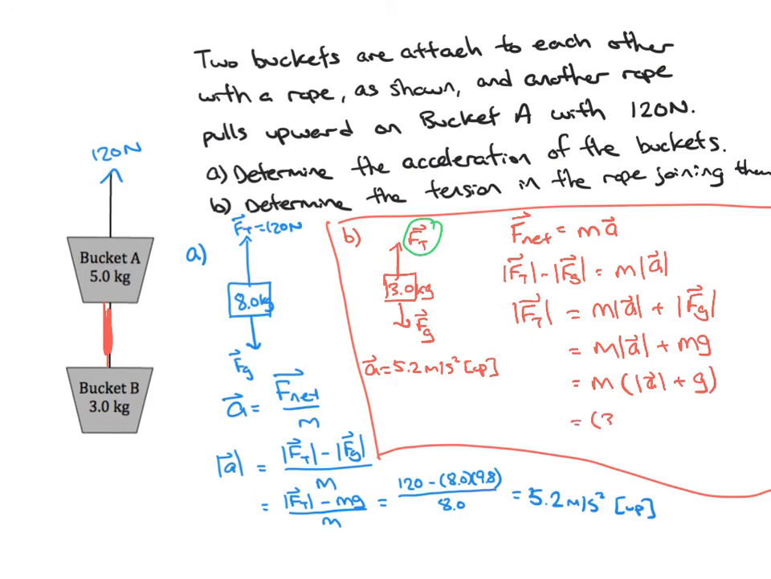So this is 3 kilograms, and then the acceleration 5.2 plus 9.8, giving us 45 newtons. Okay, so the middle rope only has a tension of 45 newtons. It's not nearly as tight as the top rope, because the top rope has to bear all of the weight, whereas the bottom rope only really has to bear the 3 kilogram mass.